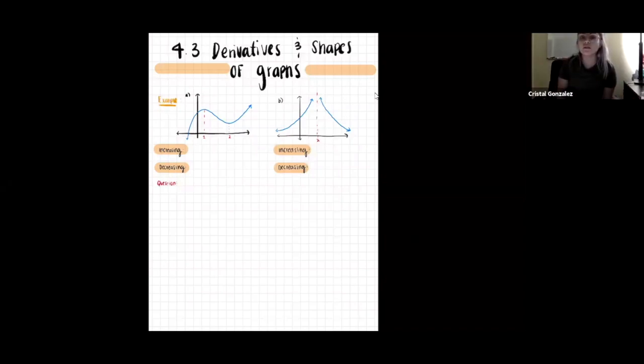So I decided to pre-record lectures, that way we don't have issues with lagging. So hopefully I don't have any more issues with lagging. But we are going to be talking about 4.3 derivatives and shapes of graphs.